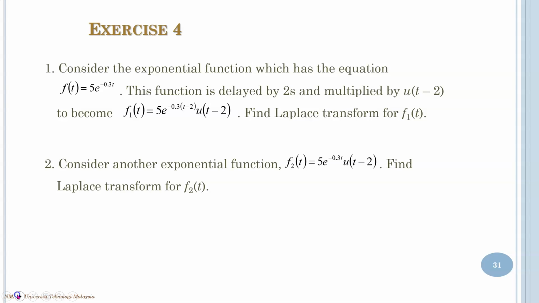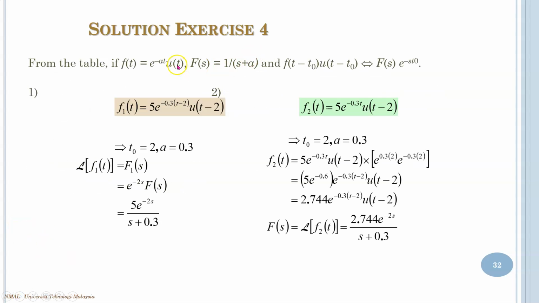So let's look at the solution here. For the first solution, when we see the exponent function, we can use f(t) equals exponent negative at to find the Laplace transform pair. And when we see the shift in the time domain, we can use the time shifting property. So straight away, for question number 1, we just match with this equation. a is equal to 0.3 and t naught is equal to 2. So you will first get F1(s), which is the exponent function only, without the time shifting. So it should be exponent negative 2s.